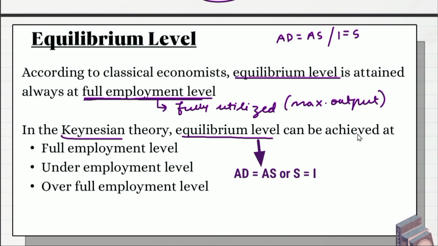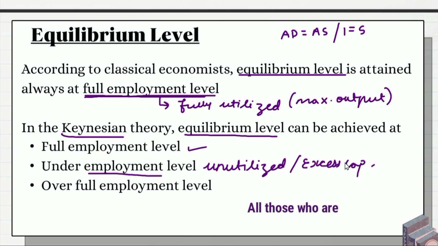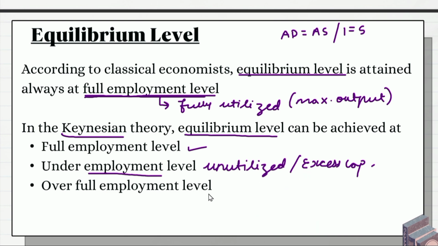It can be achieved at full employment level, that is when resources are fully utilized, and an economy may achieve an underemployment equilibrium, that is where there is an unutilized or excess capacity. So here all those who are willing to work, able to work at the existing wage rate, they are not getting work, and equilibrium can be achieved at over full employment level. So as per Keynes, the equilibrium level can be achieved not only at full employment level but also at underemployment and over full employment level.